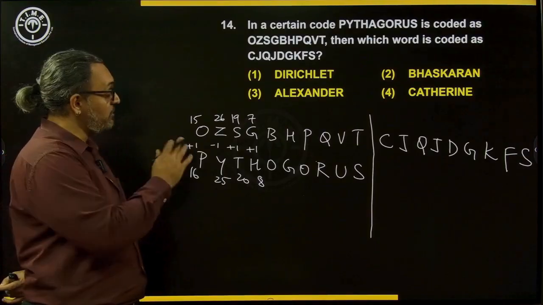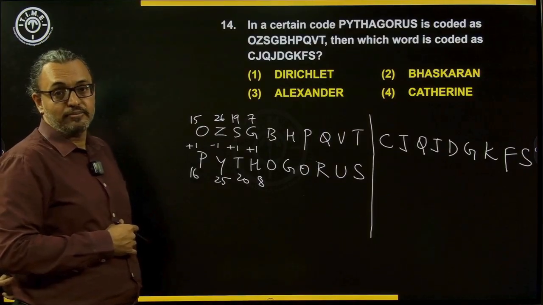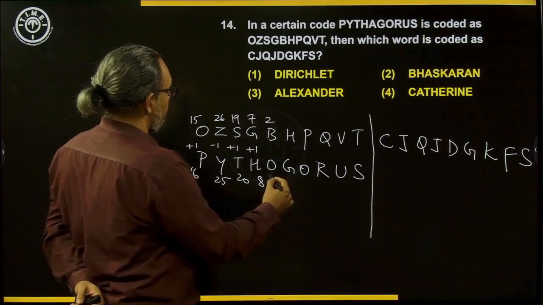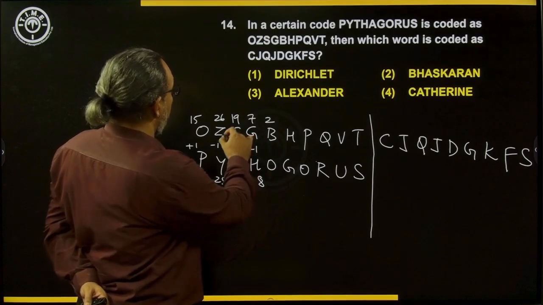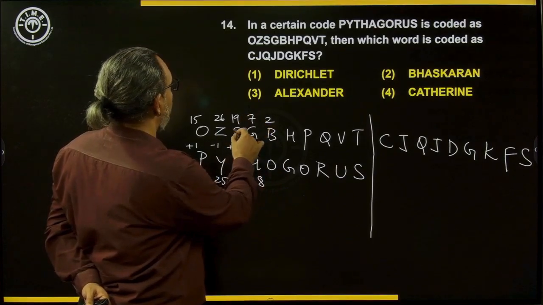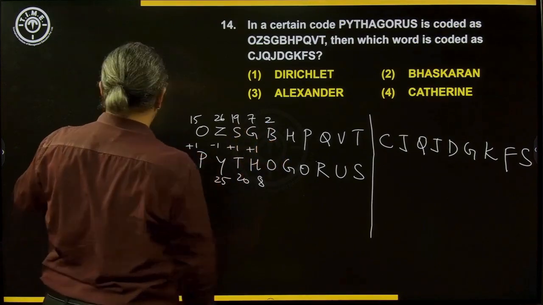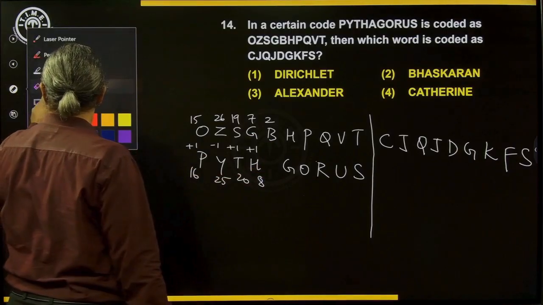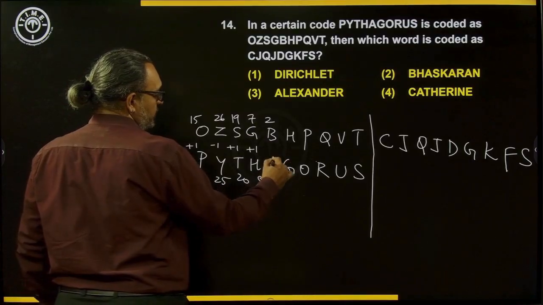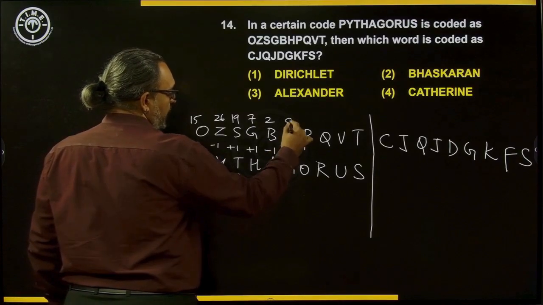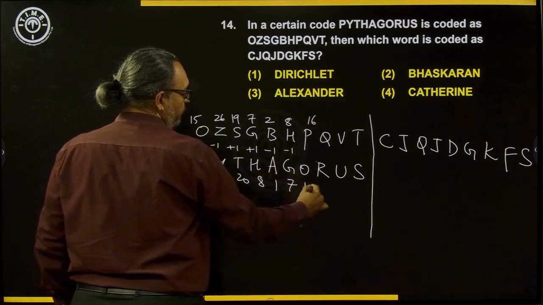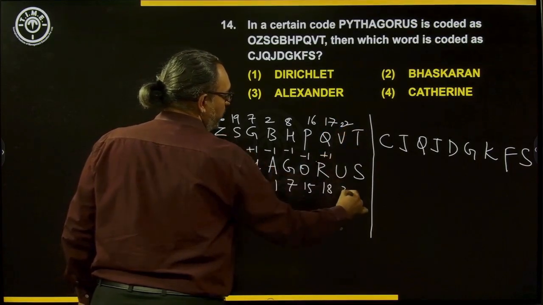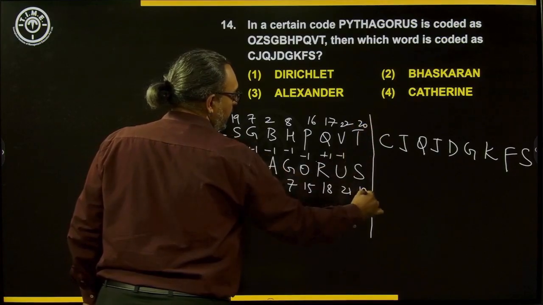If you had assumed that it is +1, -1, then that logic will not work. Then here 2, and you have, so we have OZSGB. Acha, PY, I forgot. This is not O, my bad. This is A. Sorry. So, this is 1. So, -1. 8, 7, -1. 16, 15, -1. 17, 18, +1. 22, 21, -1. 20, 19, -1.